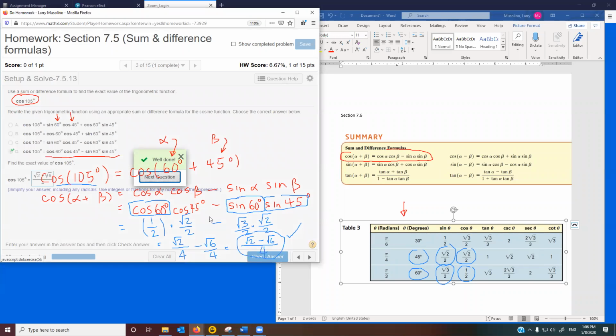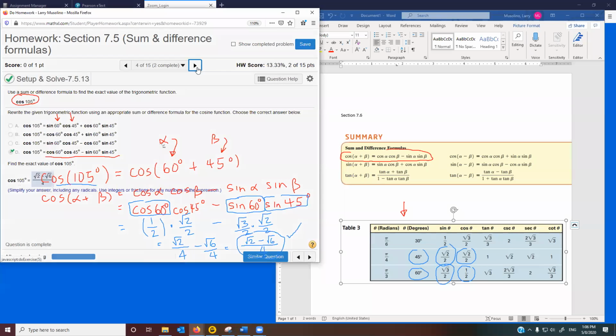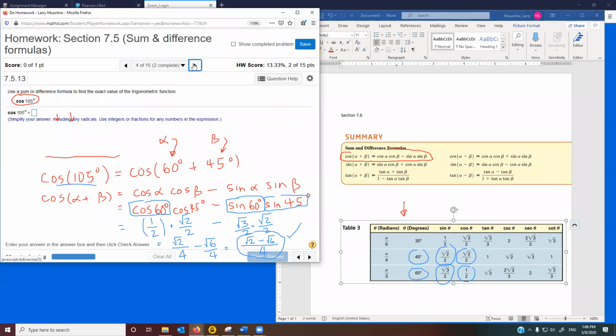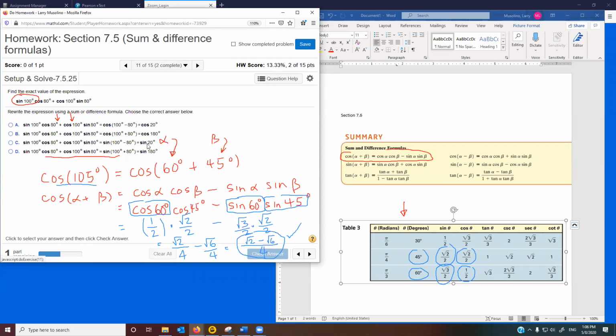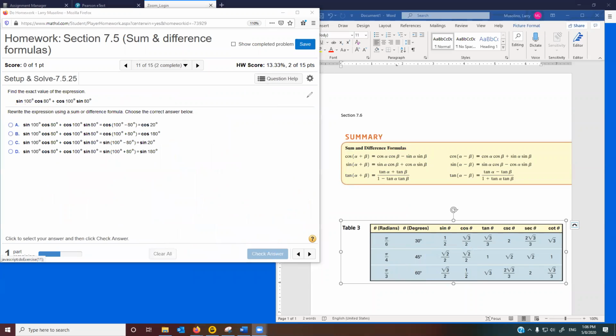All right. Why don't we try another question like that? Let's go to number 4. And actually, I'm going to jump to a different example. All right, let's take a look at this one. So this says find the exact value of this expression.